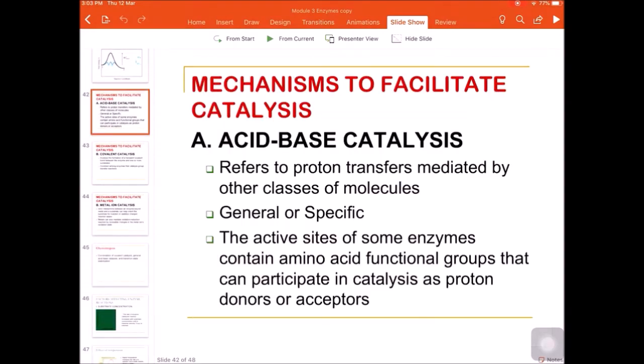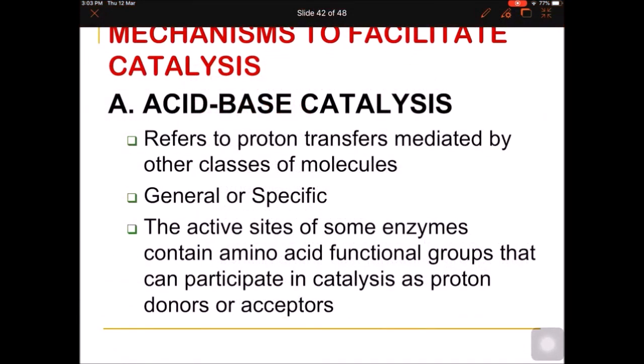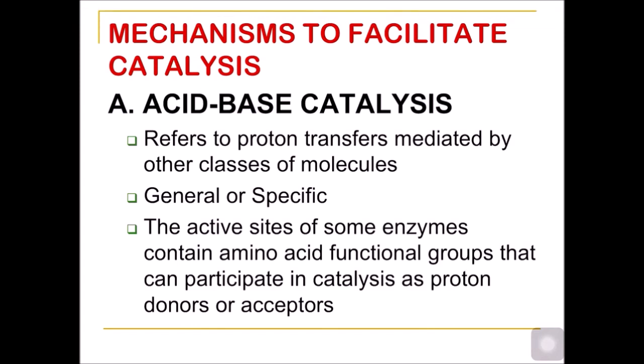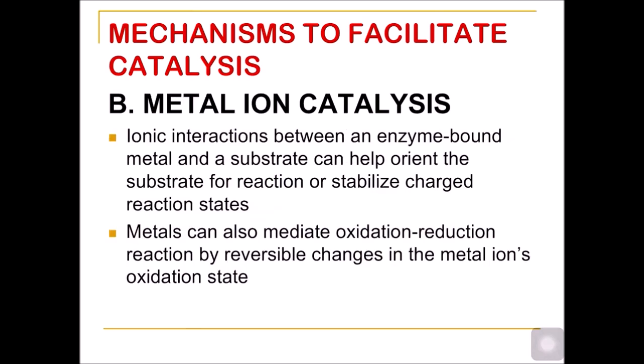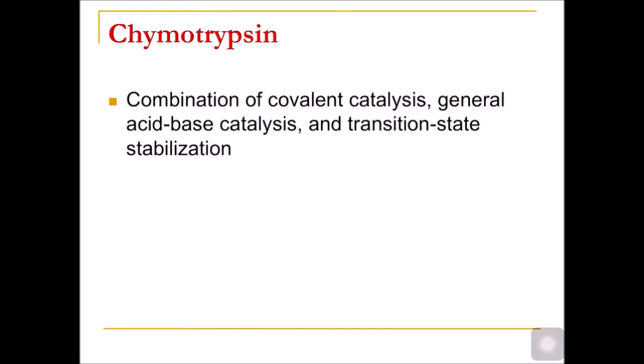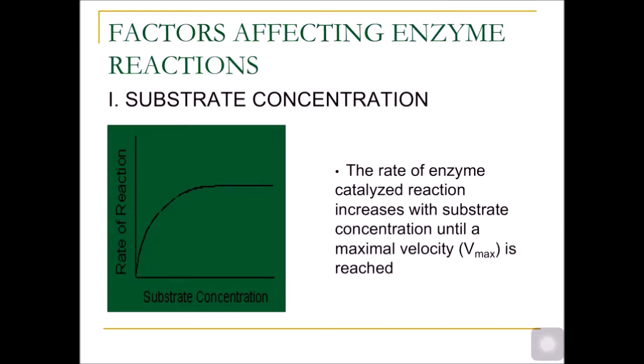Dito, mechanism. So for the different mechanisms to facilitate catalysis, number one, we have acid-base catalysis. This refers to proton transfer because of the presence of acids and bases. Transferring of electrons naman for covalent catalysis, and metal ion catalysis in which there are ionic interactions. So for instance, the one that provides the three mechanisms or combination is the enzyme chymotrypsin, having both covalent, acid-base, and transition state. So we have different factors affecting enzyme concentration.